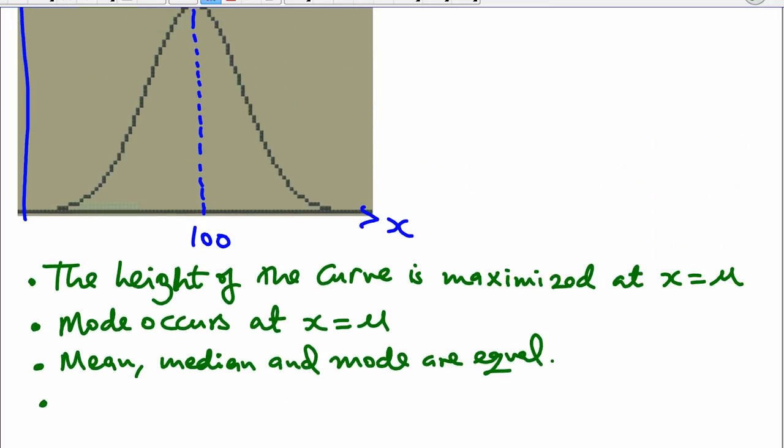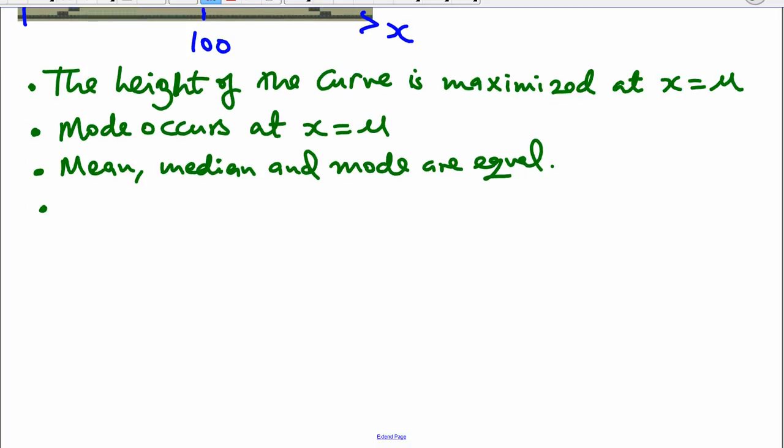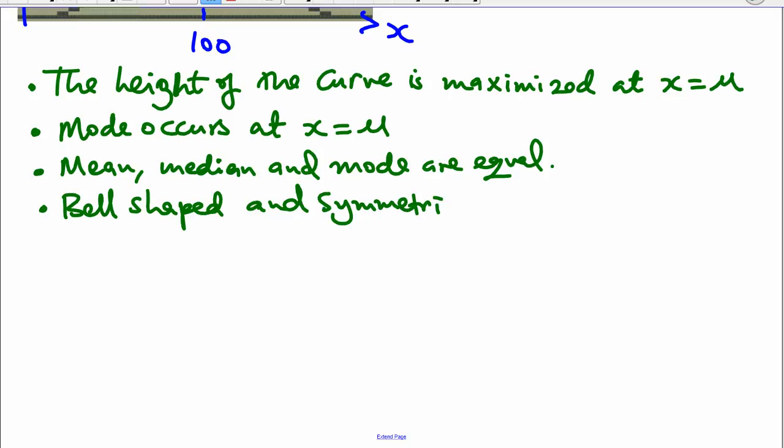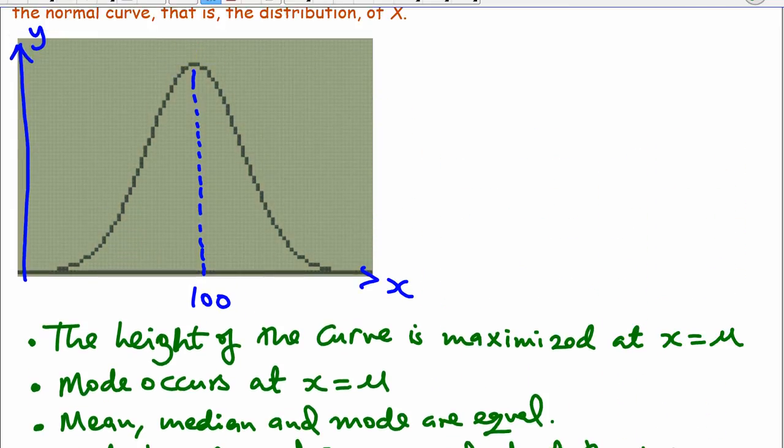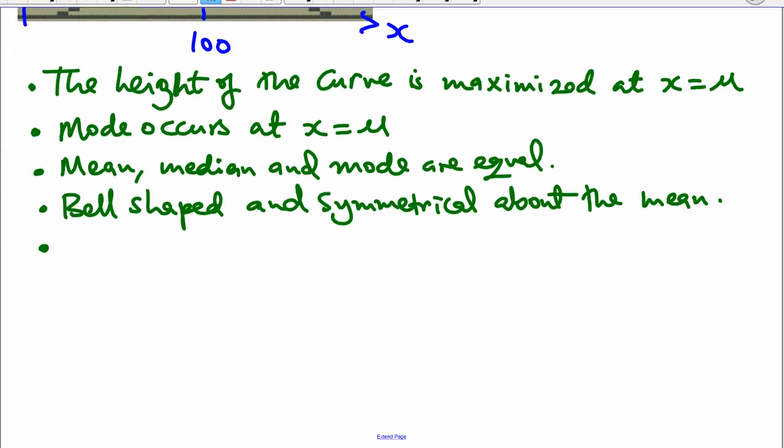Another thing is, if you inspect, it looks like a bell. So you can say it's bell-shaped. And like I said previously, it's symmetrical about the mean. So the mean is actually the axis of symmetry here. The probabilities all add to 1. So the total area under the curve, which represents the probabilities, is 1. We discussed that when we were looking at continuous random variables. So this is actually a review of that.